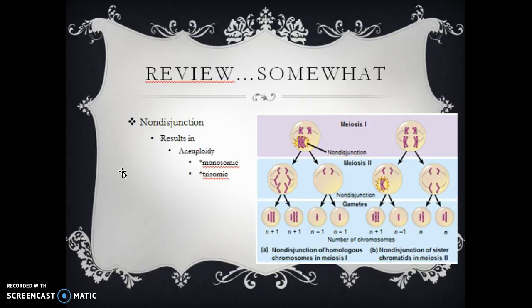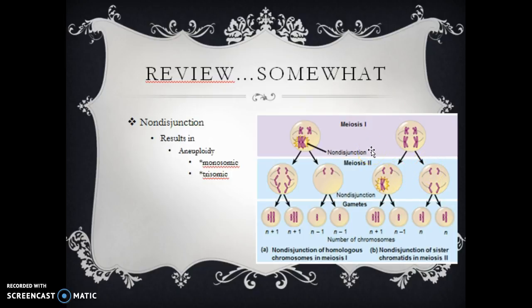Recall that during meiosis 1, homologous chromosomes separate. So this is meiosis 1. We can see that these homologs are being separated. This one's going to this side, this one's going to this side, so that each cell produced from meiosis 1 gets a copy of that homolog.